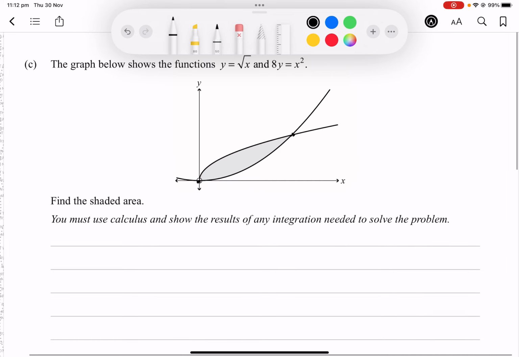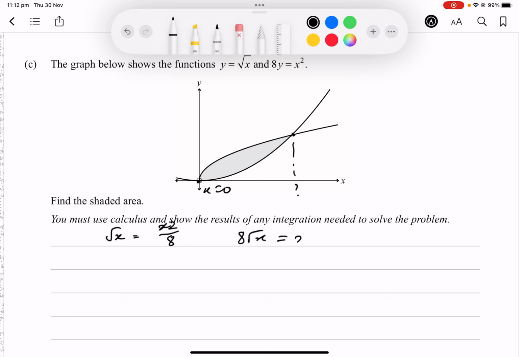So clearly this point here is x equals 0. And we need to find the point of intersection here, which we don't quite know yet. However, we can find that point of intersection by setting y equals y. So we have square root of x equals x squared on 8. And therefore, we can say that 8 root x equals x squared. So therefore, 64x equals x to the power of 4. So therefore, x cubed equals 64. And therefore, x equals 4. So this point here is actually x equals 4.